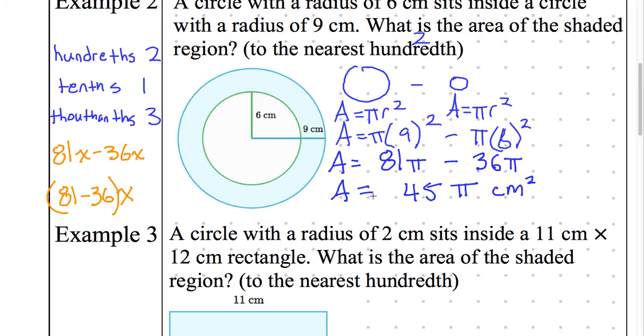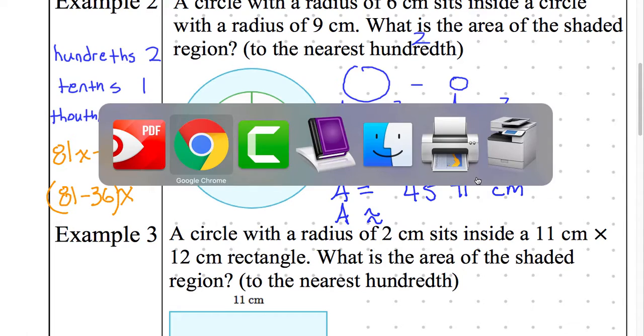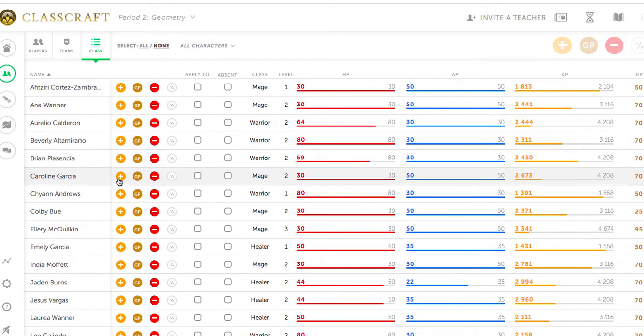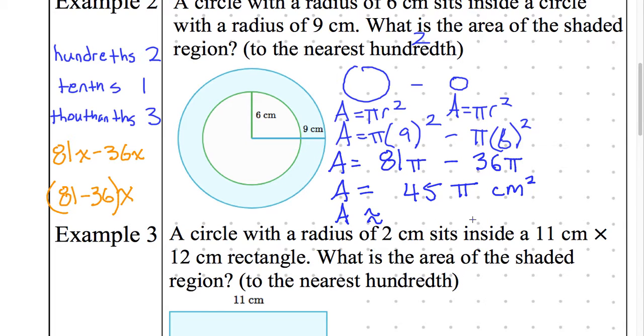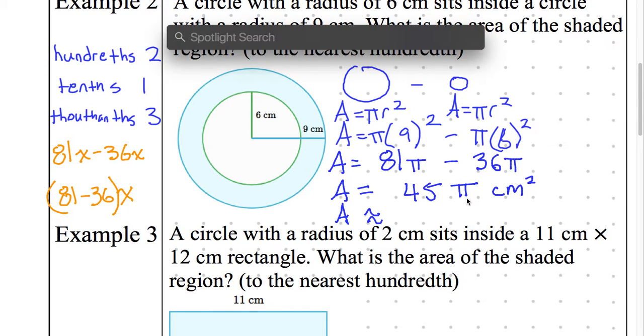It is equal to. But we need to find an approximation. We need to find area is approximately equal to something. So Caroline, let me give you your XP. We need to approximate pi using 3.14. Calculators, get them ready. Calculators at the ready. What is 45 times 3.14?